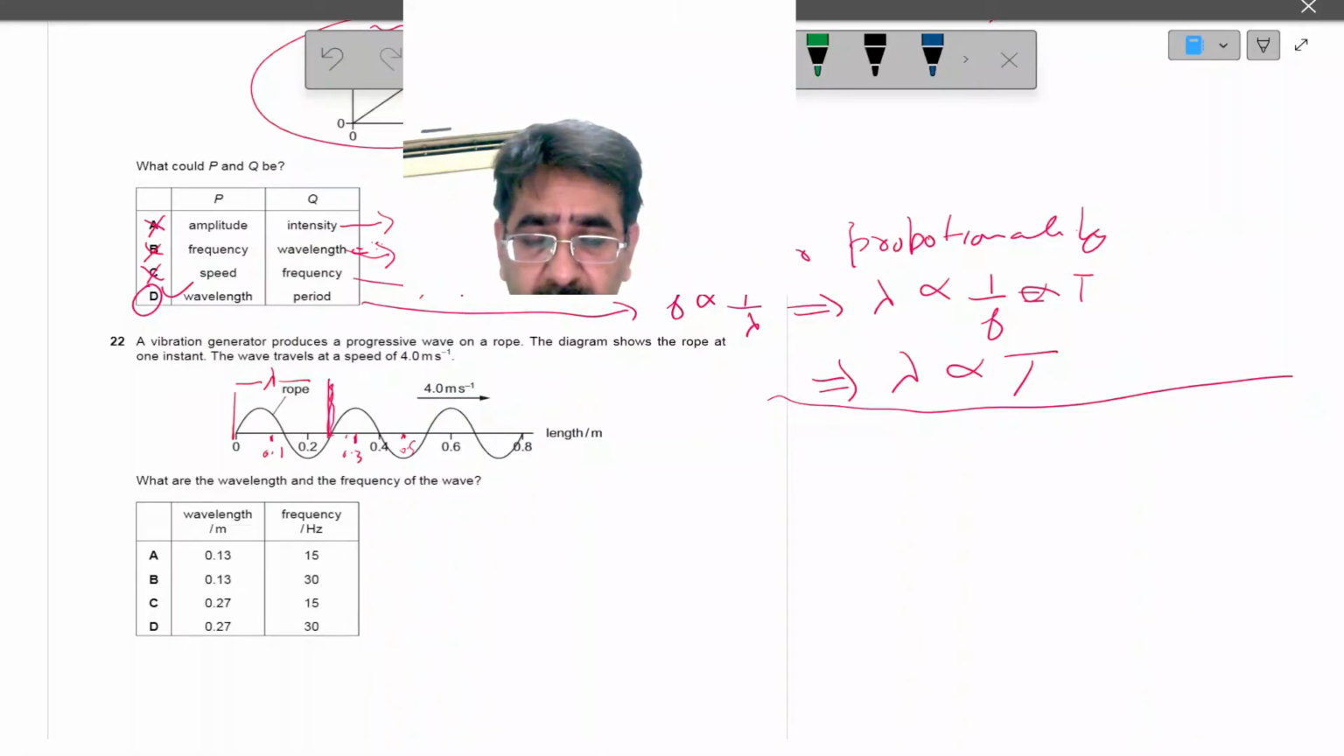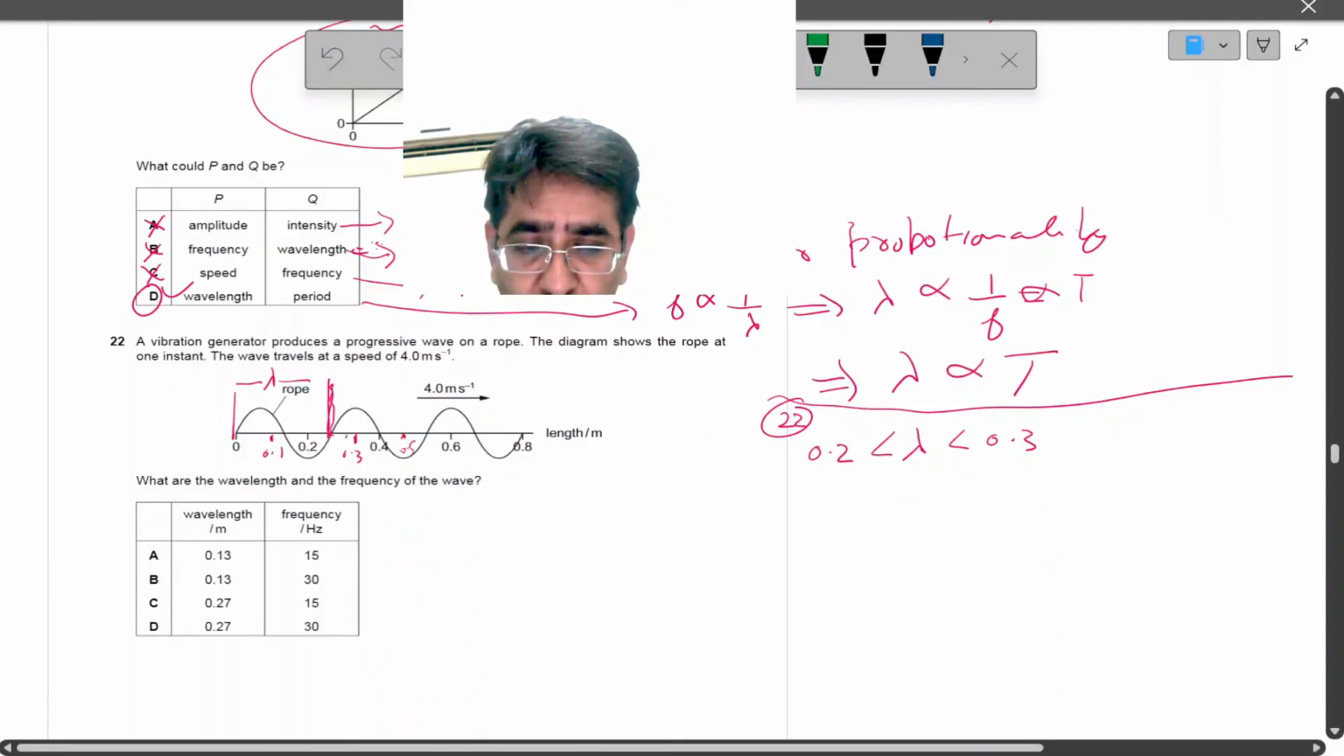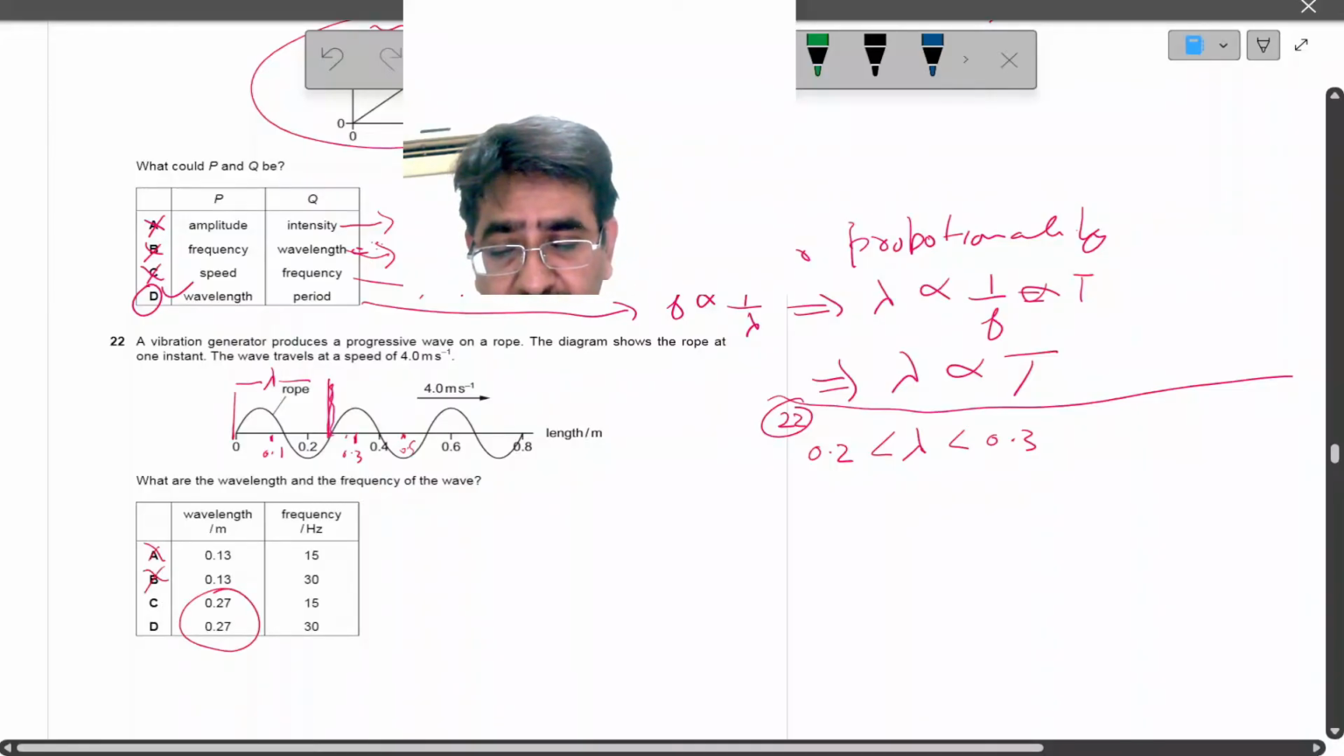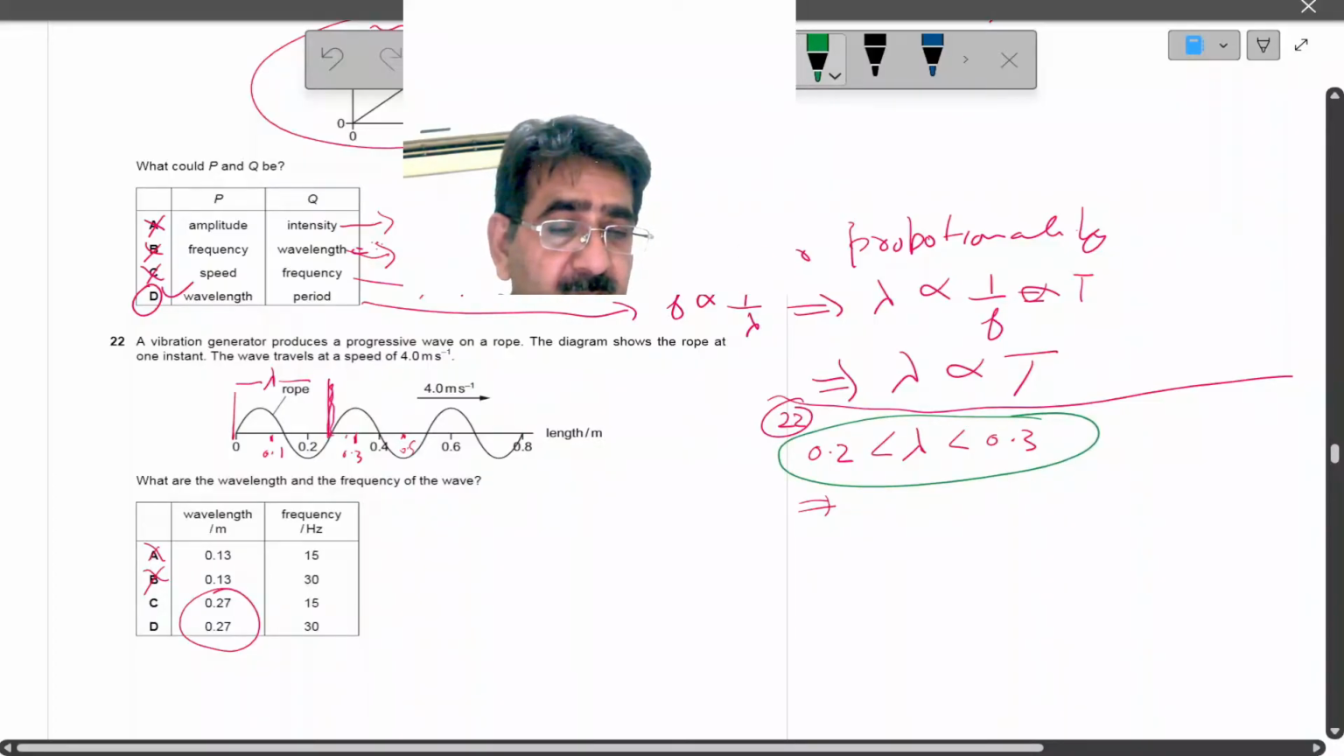And what will be the wavelength? The wavelength will be less than 0.322 and greater than 0.2. So these are the only possible ones; A and B are not possible. So the choice is given here. That implies that lambda will be less than, so that will be 0.27.